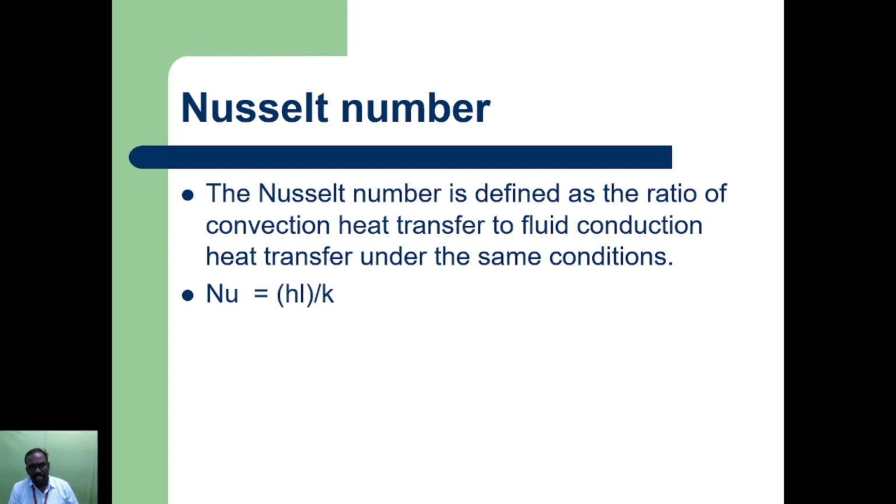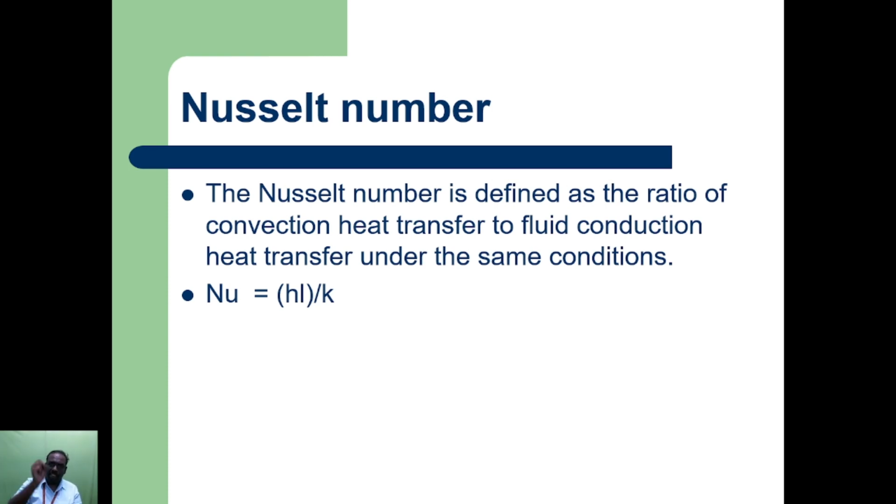Nusselt number. Now we have discussed Biot number, Froude number, Fourier number, and Reynolds number. Now we are going to discuss Nusselt number. Nusselt number is defined as the ratio of convective heat transfer to conductive heat transfer under the same conditions. Already we have seen Biot number equal to hL by k in solids. Here, Nusselt number is for heat transfer in convection mode.